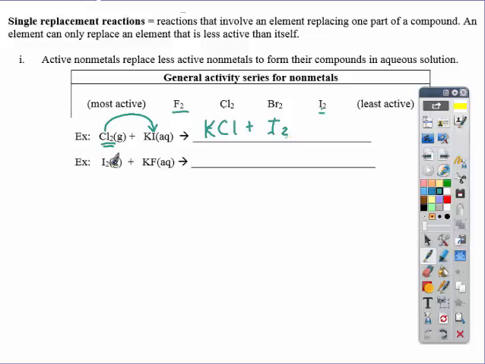The next example, iodine is trying to replace fluorine. Because again, iodine's negative, fluorine's negative. But iodine is below fluorine, so no reaction. Nothing would happen.